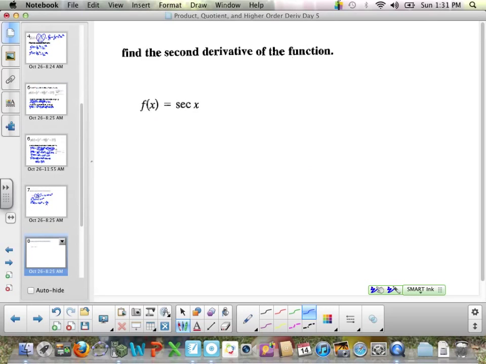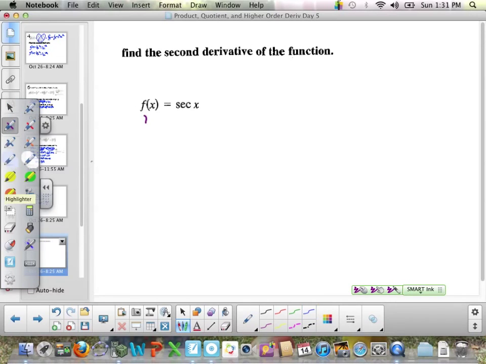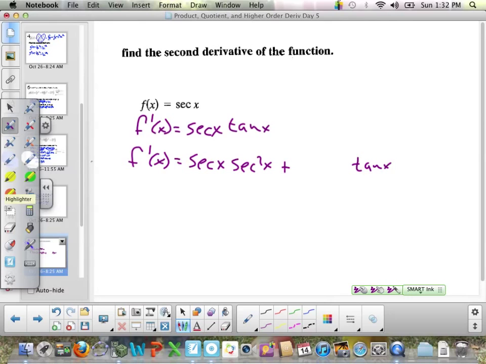Find the second derivative of this function. Well, yesterday we talked about the derivative of secant. The derivative of secant is secant x tangent x. And then we use the product rule. We will go first times the derivative of the second. Derivative of tangent is secant squared of x, plus second times the derivative of the first. And the derivative of secant is secant x tangent x.